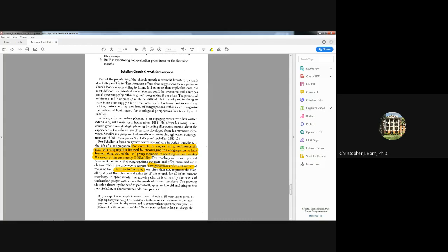And so the growing church is driven by the needs of unchurched people rather than the needs of its own members. This is not necessarily proven, but this is the mode of the marketing approach. It is caring less about its own members than new members, and there's some issues with that, but we won't necessarily dive that deeply into the weeds about this.